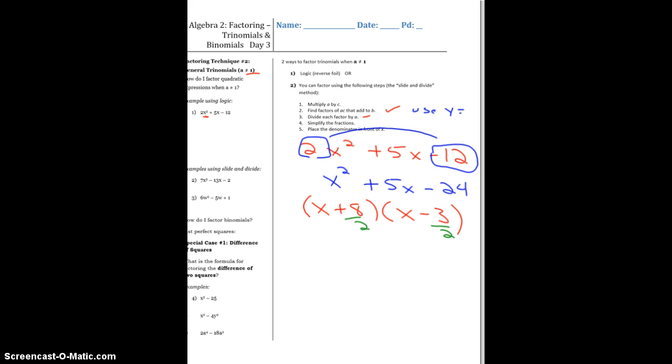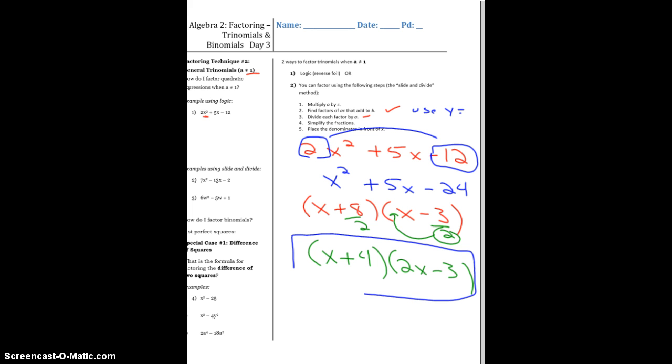And here's what happens. 8 divided by 2 reduces nicely, and you get x plus 4. x minus 3 over 2, that doesn't reduce so nice, okay? So what you do is you slide the denominator back in front of the x, and you get 2x minus 3. So our answer to the factoring problem, where we're factoring 2x squared plus 5x minus 12, your answer is x plus 4 times 2x minus 3.